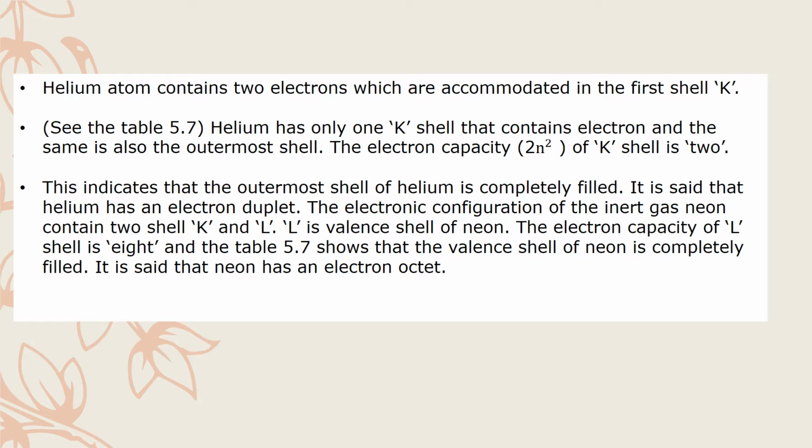So it is said that helium has an electron duplet. And the electronic configuration of the inert gas neon contains two shells, that is the K and L shells. The L shell is the valence shell of neon. The electron capacity of the L shell will be 8, according to the formula 2n square. Table 5.7 also shows that the valence shell of neon is completely filled, and it is said that neon has an electron octet because the neon valence shell contains 8 electrons.